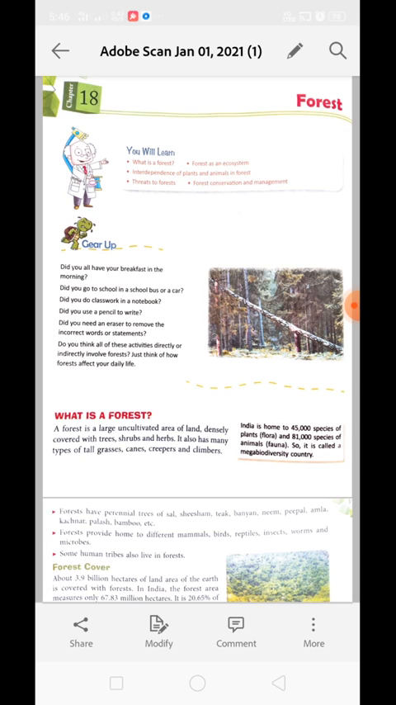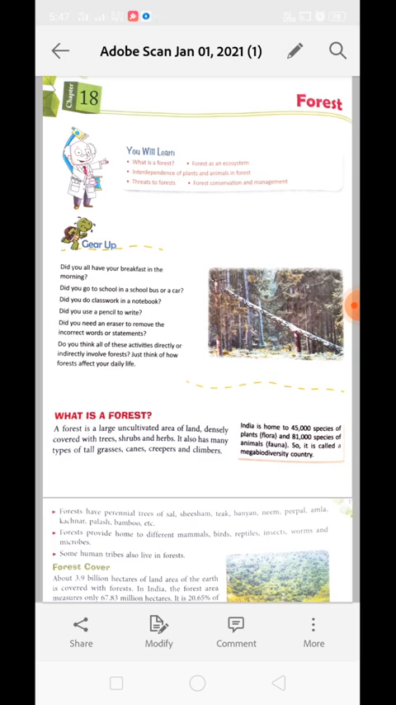Today we are going to study chapter 18 that is called forest. In this chapter you will learn about what is a forest, forest as an ecosystem, interdependence of plant and animal in forest, threat to forest and conservation and management of forest.